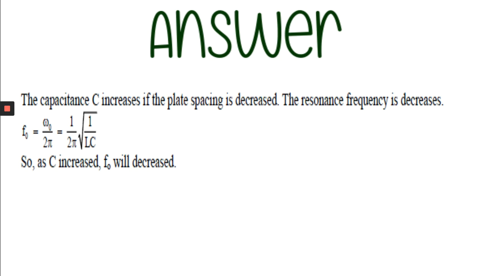As D is decreased, what happens to the capacitance? Capacitance increases. So when capacitance increases, as your angular frequency is 1 by root over LC, and frequency is 1 by 2 pi into root over of 1 by LC, as C increases, what is the resonant frequency? It decreases. So it is a simple answer.